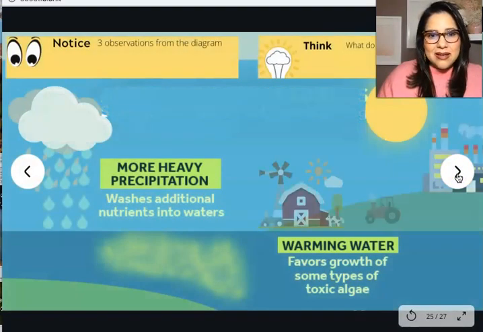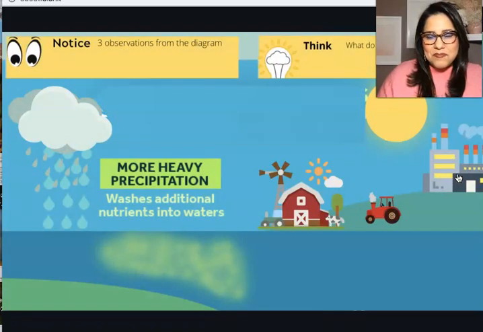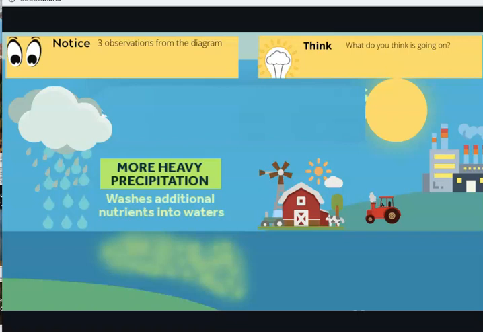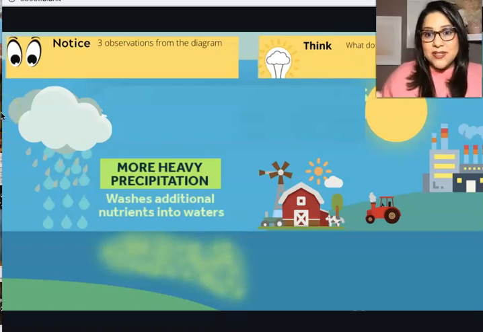Let's take a look at our diagram here. What I want you to do is answer the boxes at the top on your own. The first box is a notice box, and I want you to be a careful observer. Note down 3 observations from the diagram. Then for your think box, I want you to write down, based on your observations, what do you think is going on? At this point, you should have completed your notice and think boxes at the top based on this diagram.